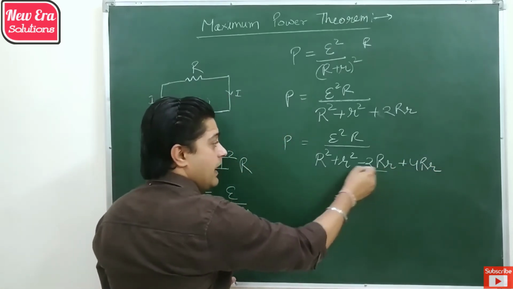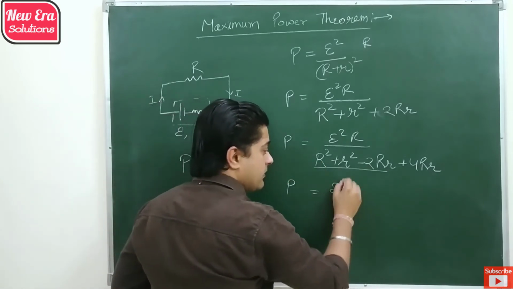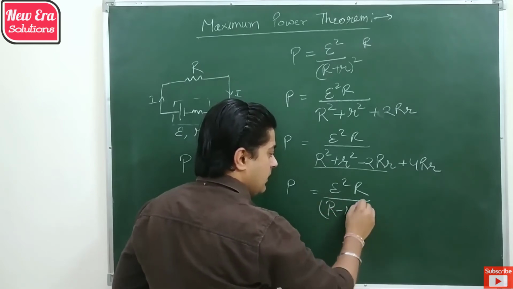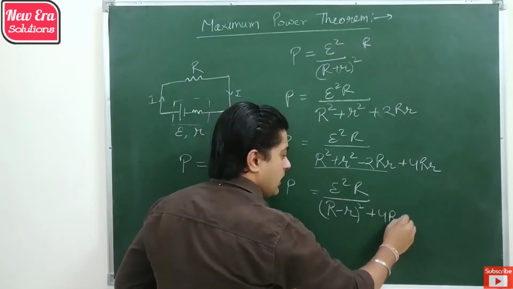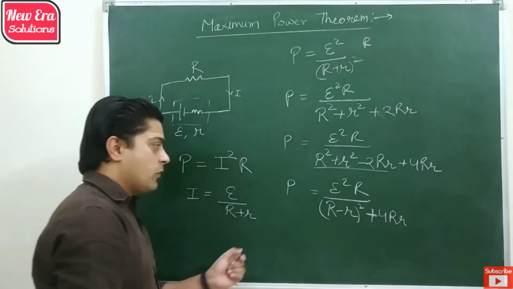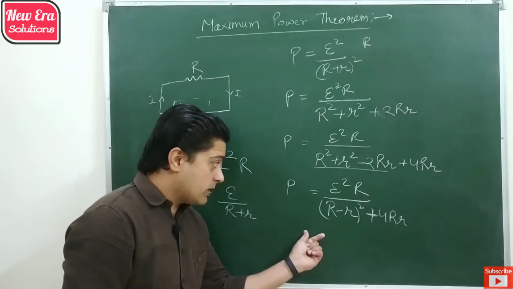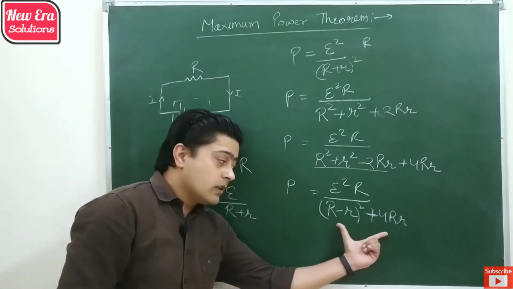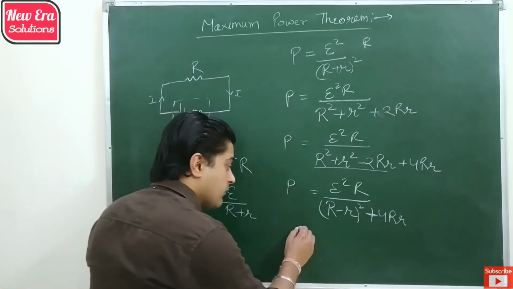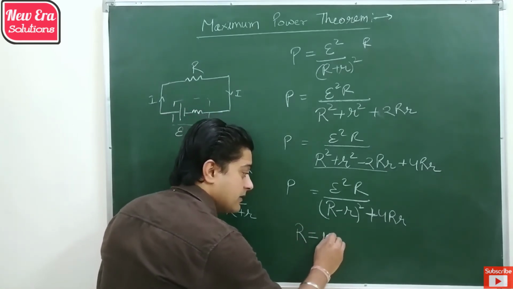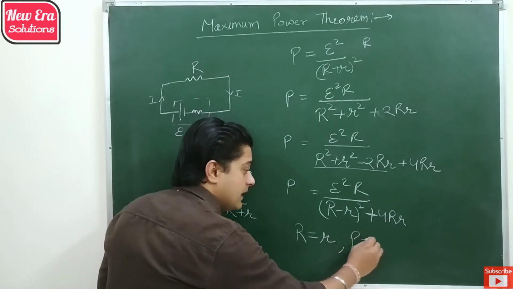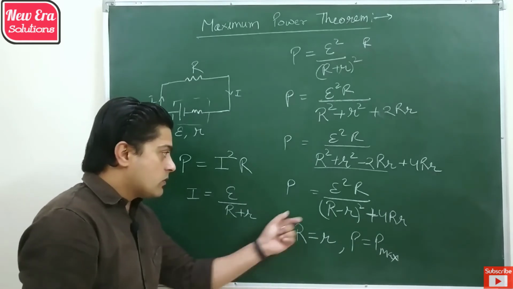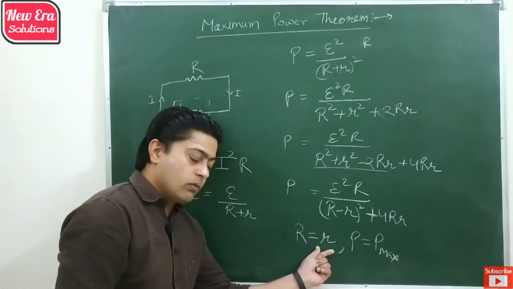In that case, that term form E square by R upon (R minus small r) square plus 4R capital R. Now from that given formula, we observe that the power is maximum if that term decreases. So to minimize that term, we assume small r is equal to capital R, because in that case the output power represents the maximum value. So to make that term 0, R is equal to small r.